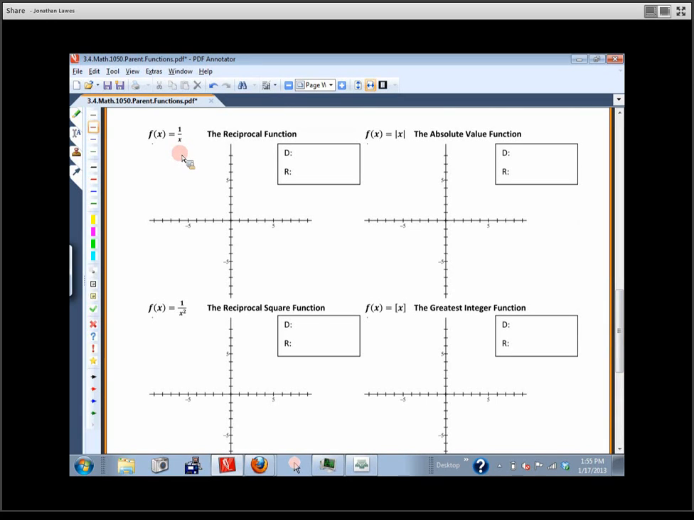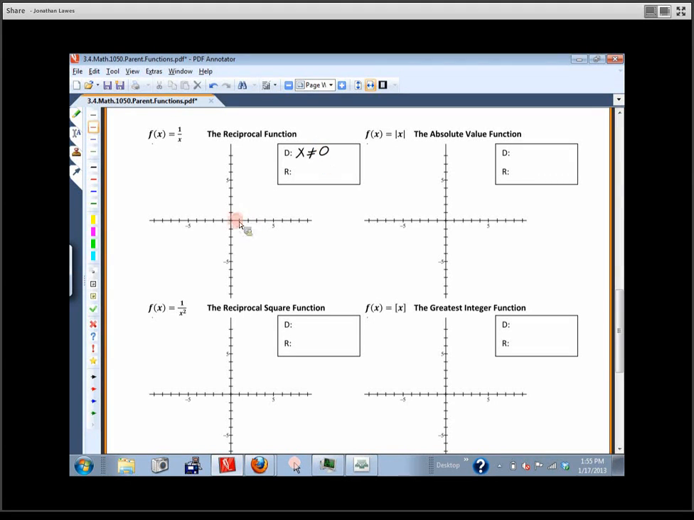Do we run into any issues with this? John? You can't plug in a 0, right? Is there anything else that you can't plug in? No. So the domain's going to be everything except for 0. Everything else is okay.